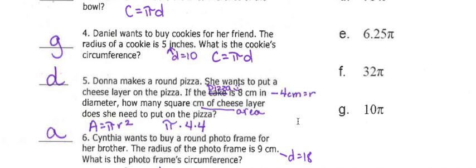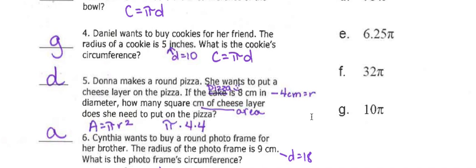Number 5. Donna makes a round pizza. She wants to put a cheese layer on her pizza. If the pizza is 8 centimeters in diameter, how many square centimeters of cheese layer does she need to put on the pizza? Okay, the fact that it says square centimeters tells you it's area. So right here it says square centimeters. That means area. Also, the fact that it's a pizza and we know the cheese goes in the center of the pizza is a big clue. So I'm looking for area.